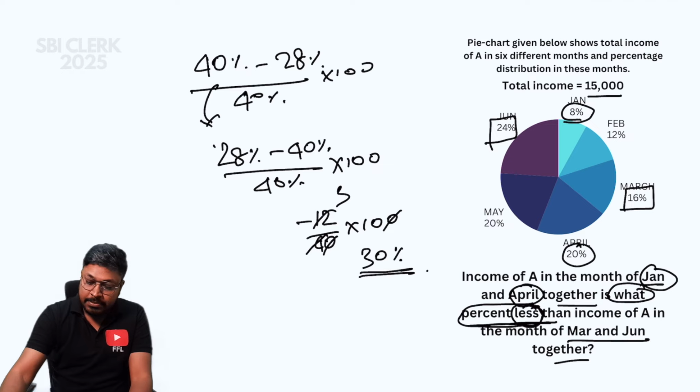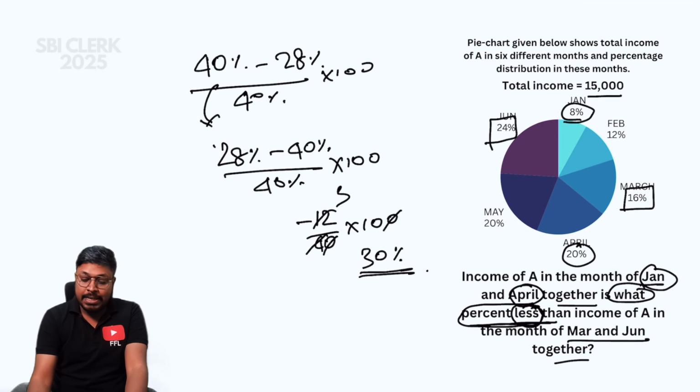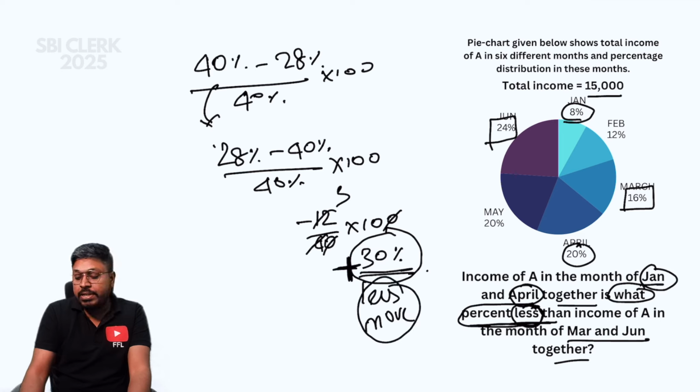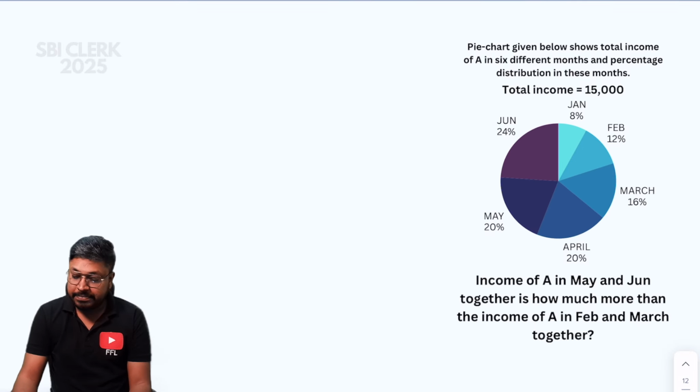So friends, be very careful and always remember one thing: if you are getting the answer in terms of negative, it is less. If you are getting it in terms of positive, it is more, because in most of the questions you can see options like 30% less, 30% more. So you have to mark the right option. Whenever you get an answer in negative, it is less. So this is the answer for the first question.